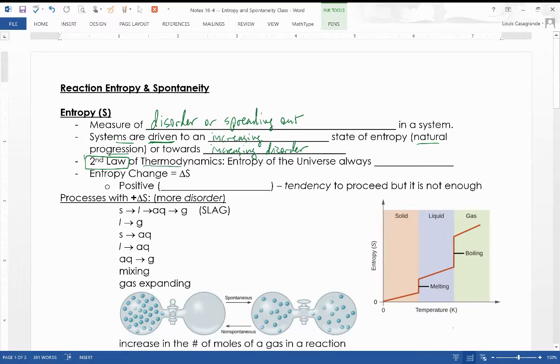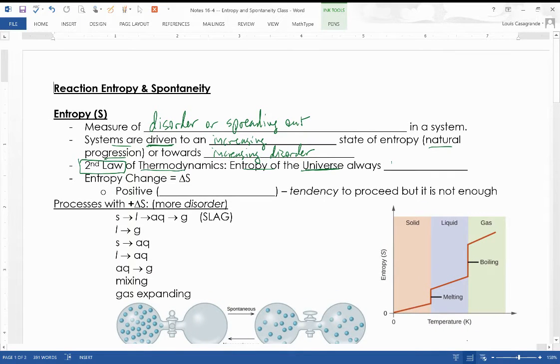The second law of thermodynamics. The first law was conservation of energy, where the Q of the reaction had to equal negative Q of the water. And now we've got that the entropy of the universe, and this is the whole universe, is always increasing. And this is going to help us to understand how spontaneity works and what it means in the context of chemical equations.